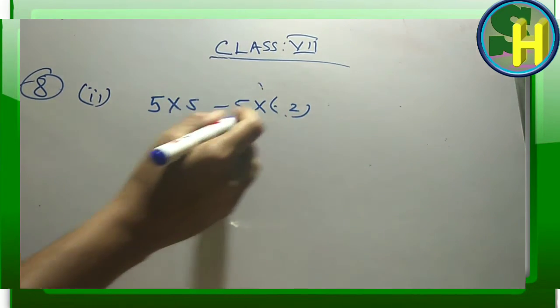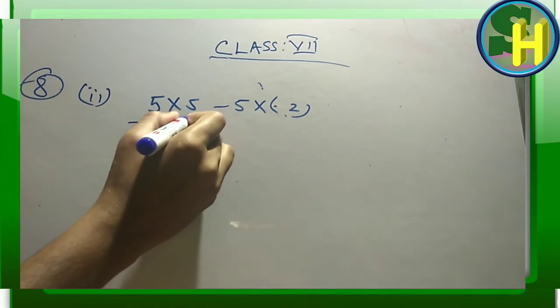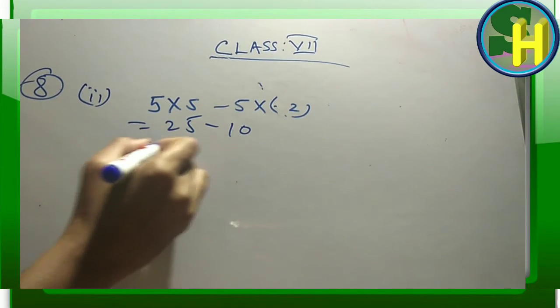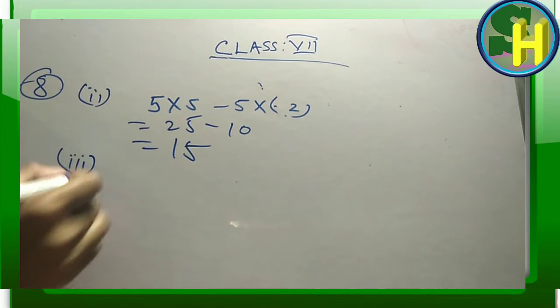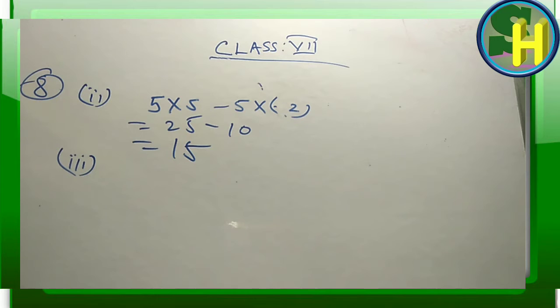Minus will be here. So this is 25 minus 10, that is 15. Next is question number 3. Here minus 2 means deduction. That's why we are getting subtraction.